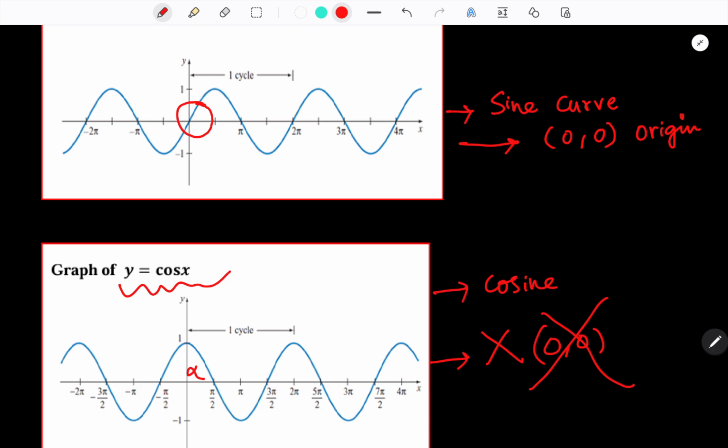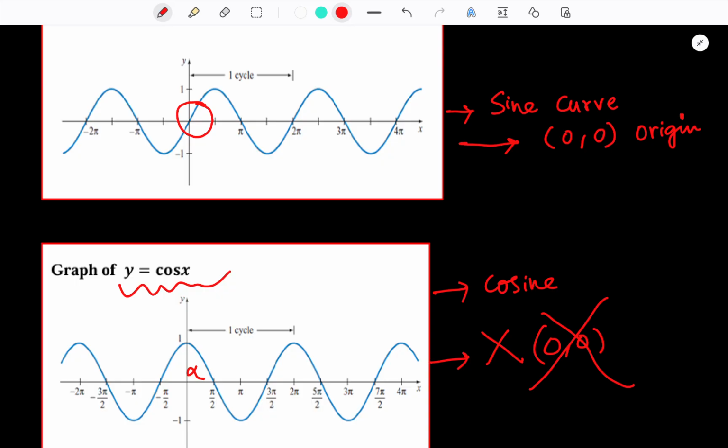This is the first important point you need to remember. What is that? The sine curve passes through 0, 0, or goes through, simple English for you, passes through 0, 0. And the cosine curve doesn't pass through 0, 0. Keep in your mind: the sine curve passes through the origin. The cosine curve never passes through the origin. Once again, repeat: the sine curve passes through 0, 0 and the cosine curve never passes through 0, 0.